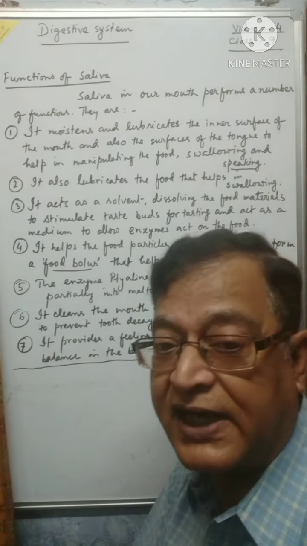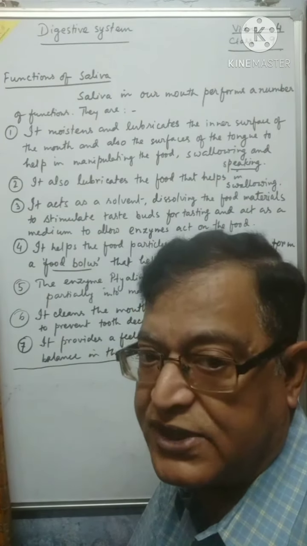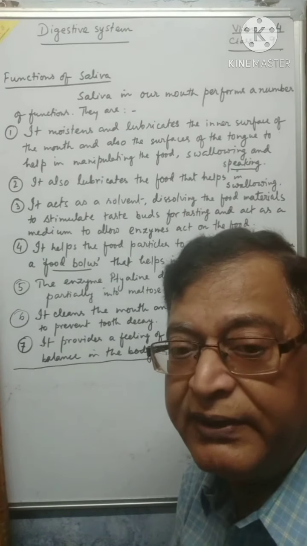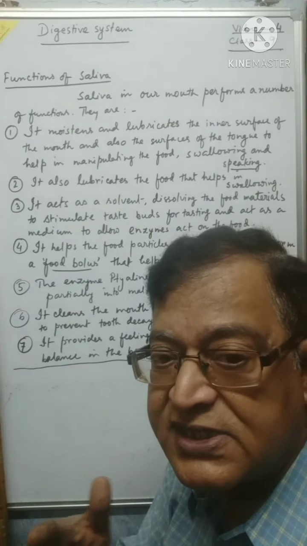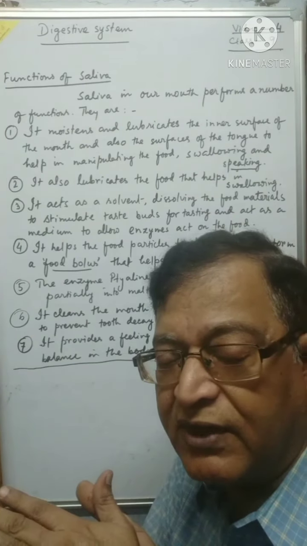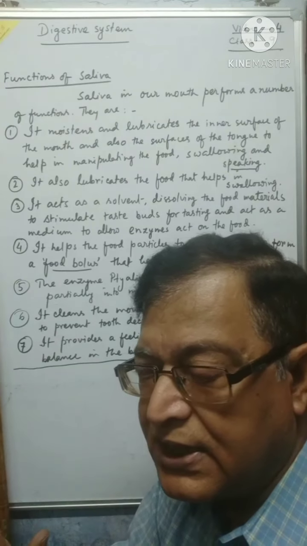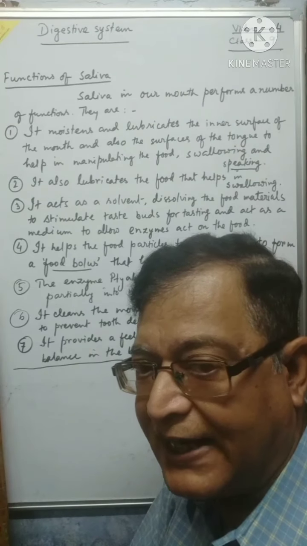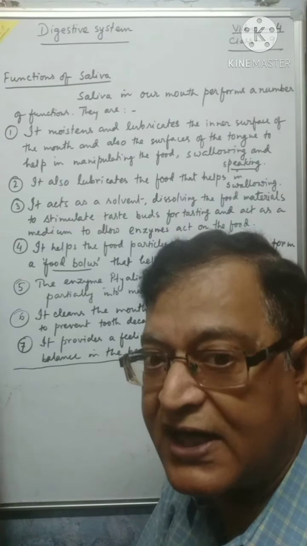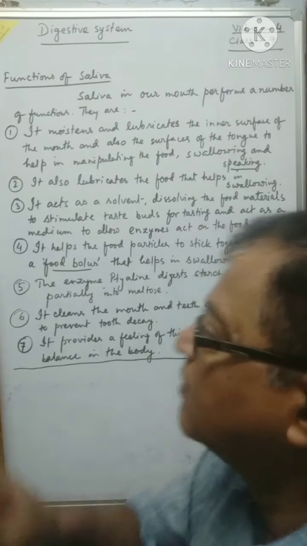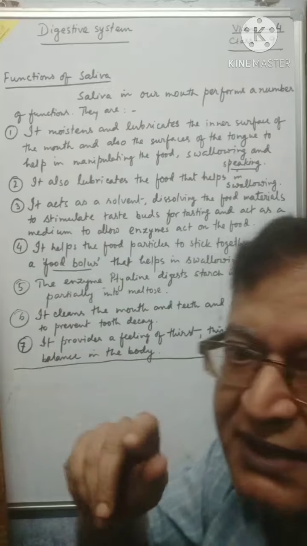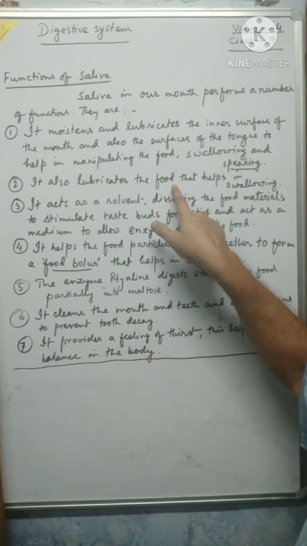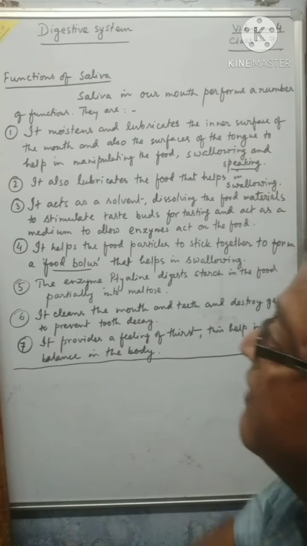This is necessary so that our mouth remains moist all the time. Second point, it also lubricates the food, which helps in swallowing. Swallowing is a kind of reflex action which requires very smooth and continuous work, needing the food materials to go into the esophagus very smoothly and fast, and that is ensured by saliva. It lubricates, it becomes slippery. The slimy substance present in the saliva lubricates the food, which helps in fast and effective swallowing.